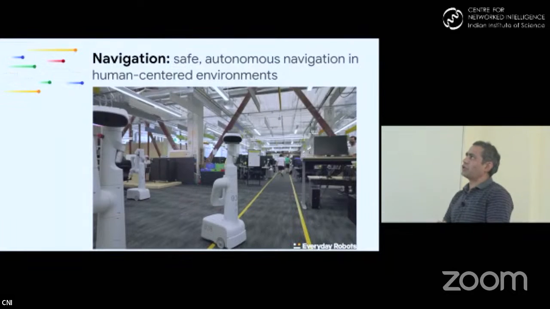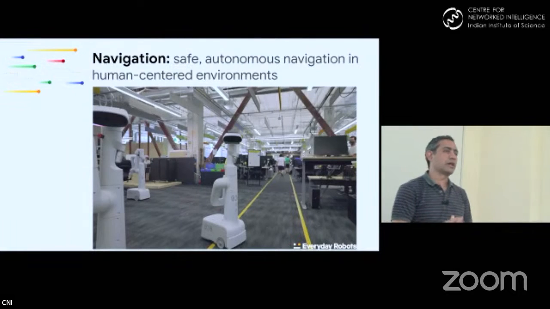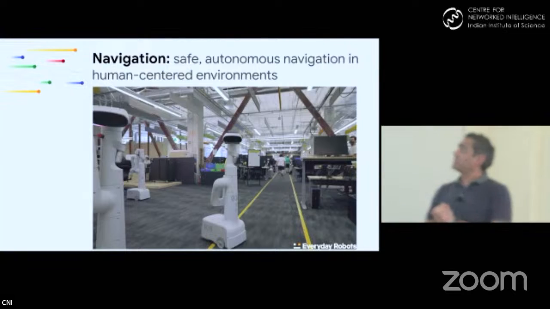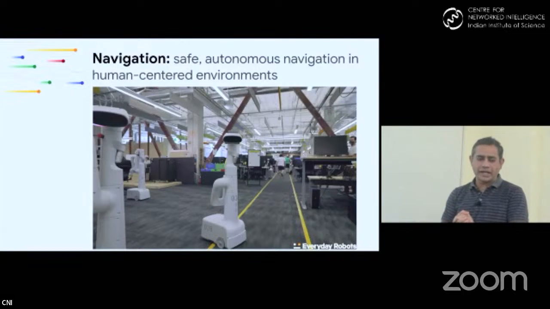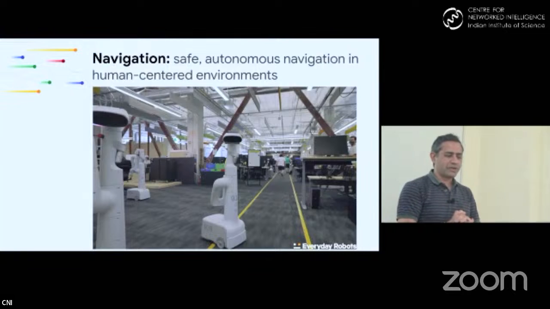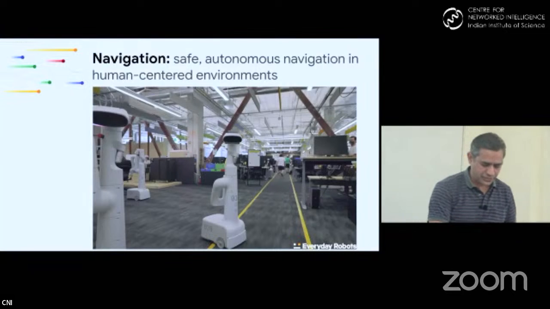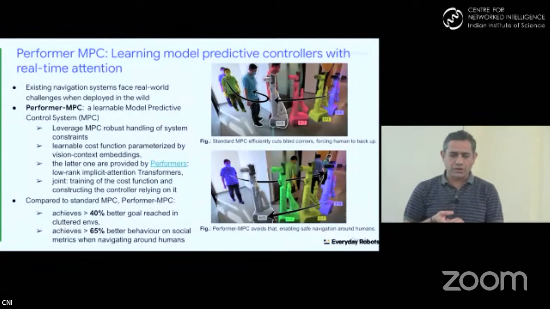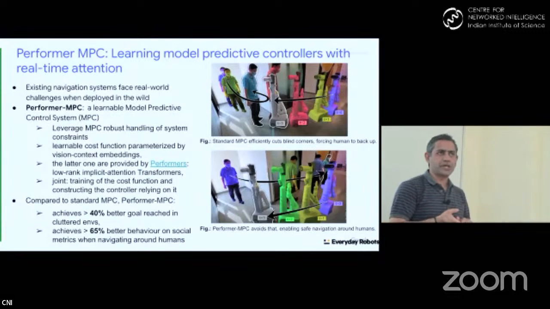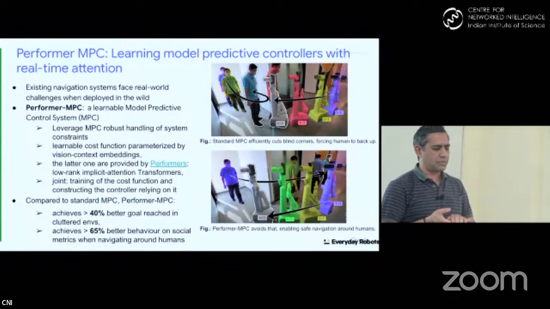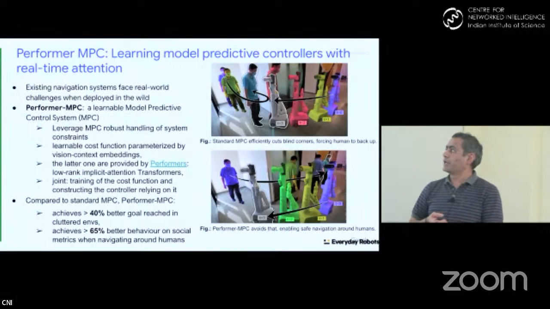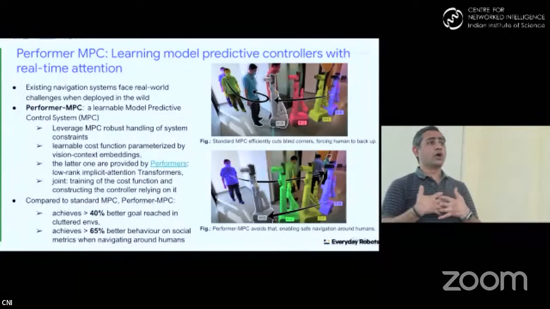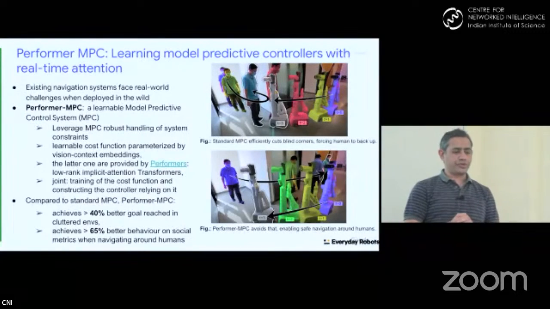Cool. Yes, I'll talk a little bit about navigation, right? We'll come back to manipulation, like I said. So in navigation, the idea is to do safe and autonomous navigation in human-centered environments. And here we are differentiating navigation from legged locomotion. In this project, we tried MPC, and typically the idea is that the input is an image of the scene, and the output is your baseline.